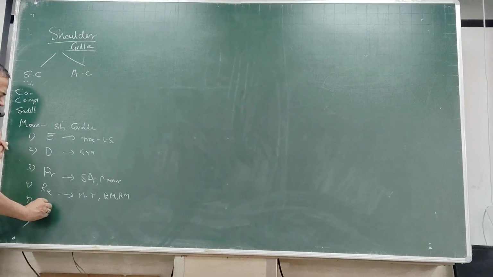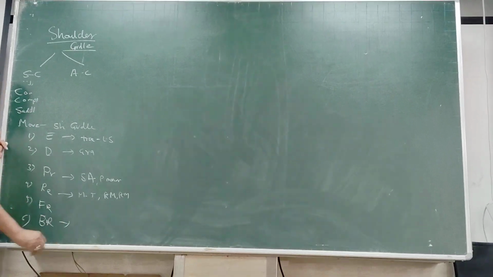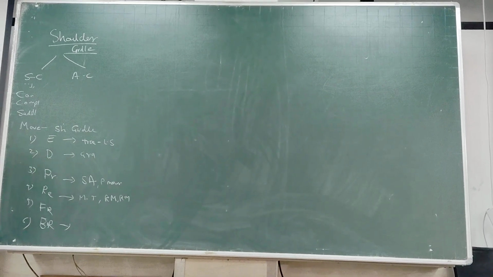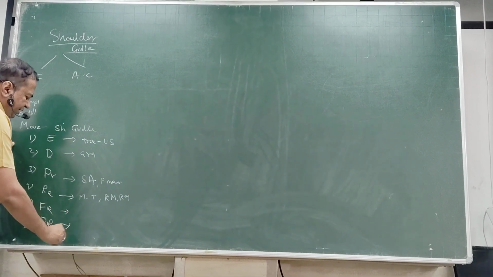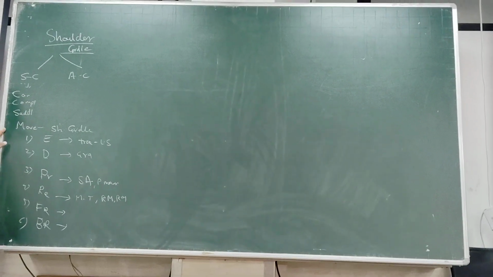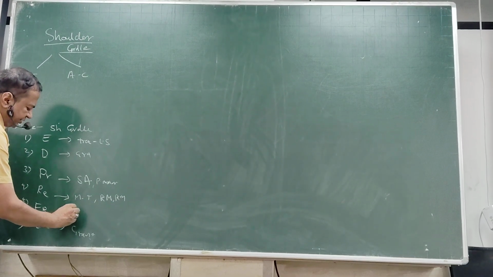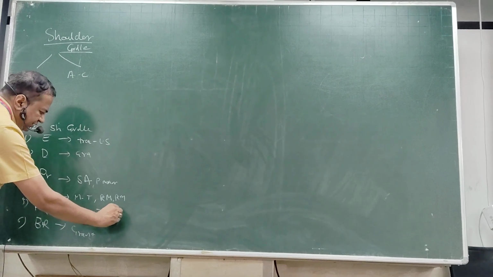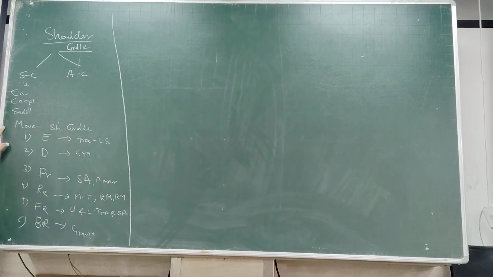Then there is forward rotation and backward rotation. The axis of forward and backward rotation is along the clavicle. Backward rotation happens by gravity. And forward rotation happens by the upper and lower fibers of trapezius and serratus anterior.